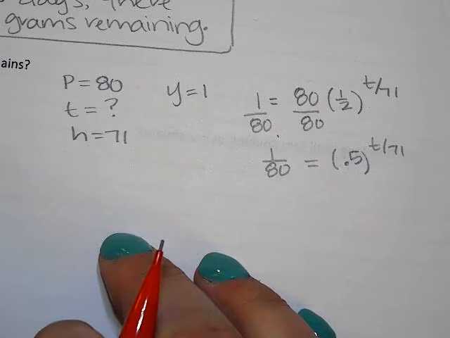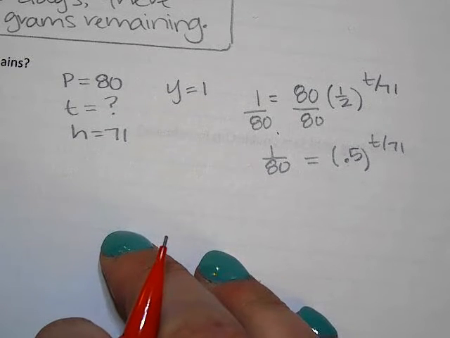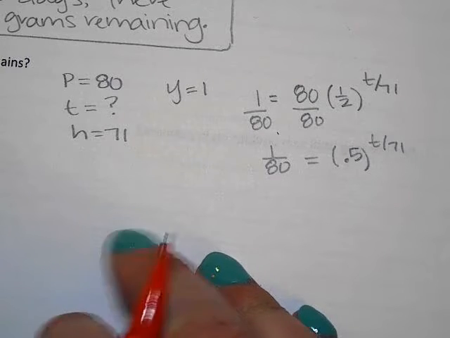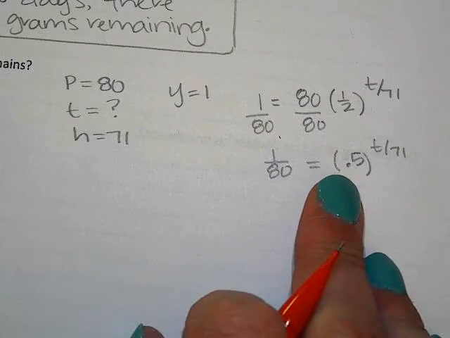You don't have to use the fraction key. You can type 1 divided by 80. But I always feel like I mess up when I do that. That's fair. Okay, so we decided we're going to use 0.5. Okay, so now what do we do?